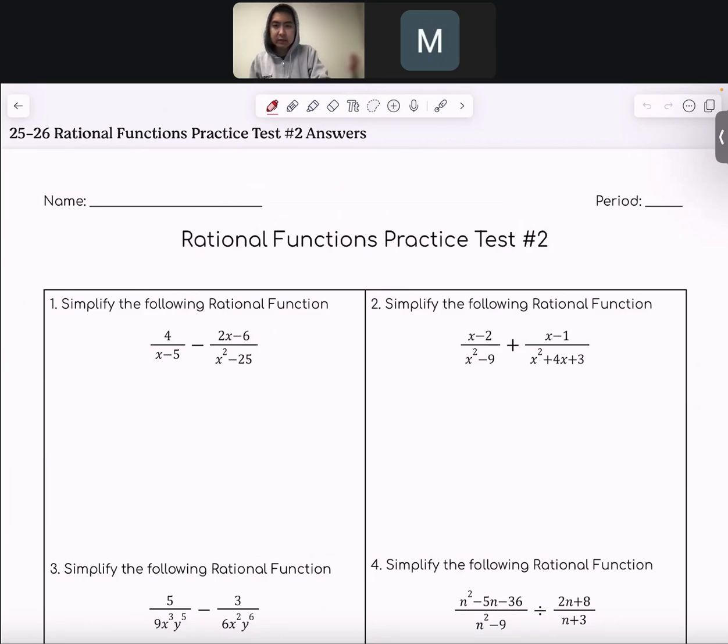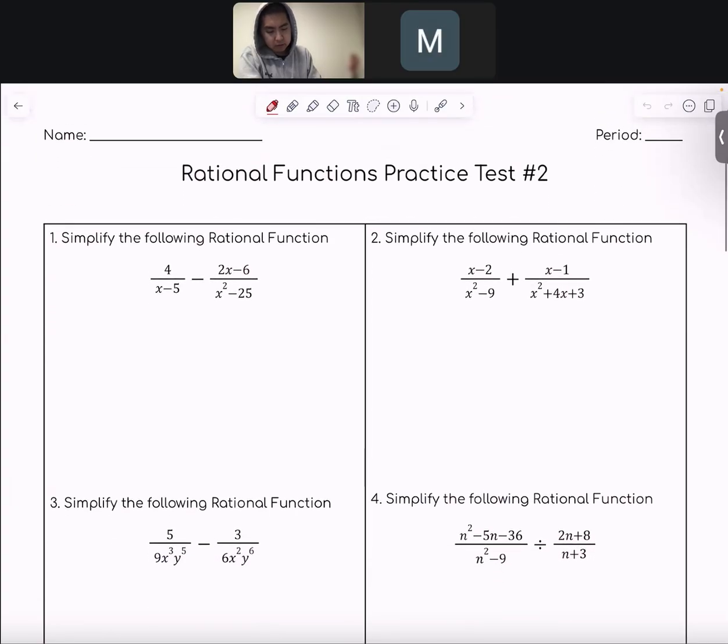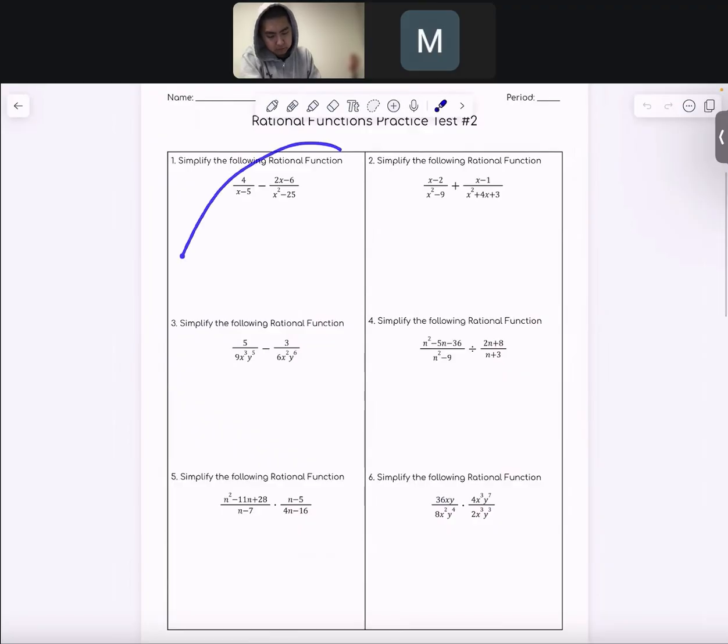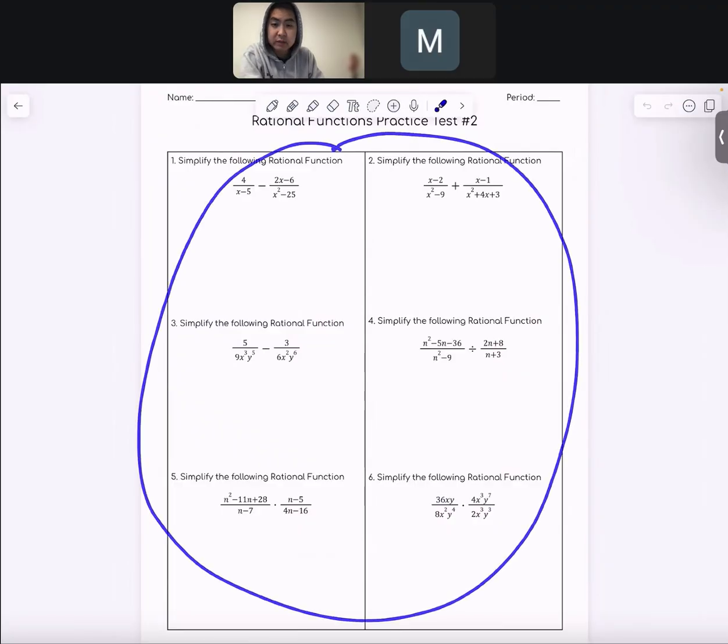Functions practice test. Okay, number 2. All right, so let's just get right into it. Okay, so first of all, let's talk about the first 6. So all these, you guys, are expressions. Okay, all these are expressions, which means they're not equations.